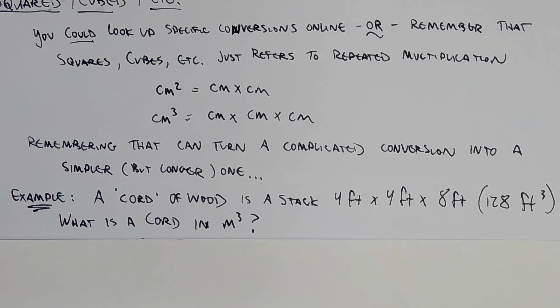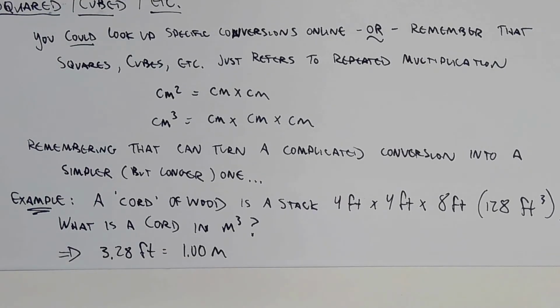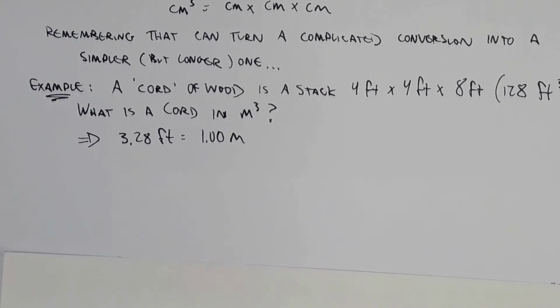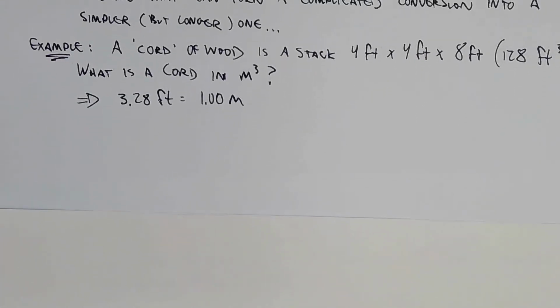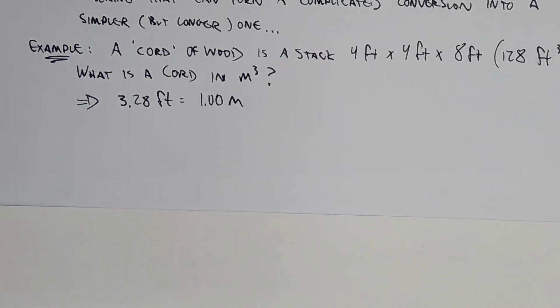So let's say we are interested in the metric system, and we are interested in how many cubic meters a cord of wood is instead of cubic feet. So how do we do that? Well, again, I'm going to give you the free piece of information here, that there are 3.28 feet in a meter, a little over a yard.